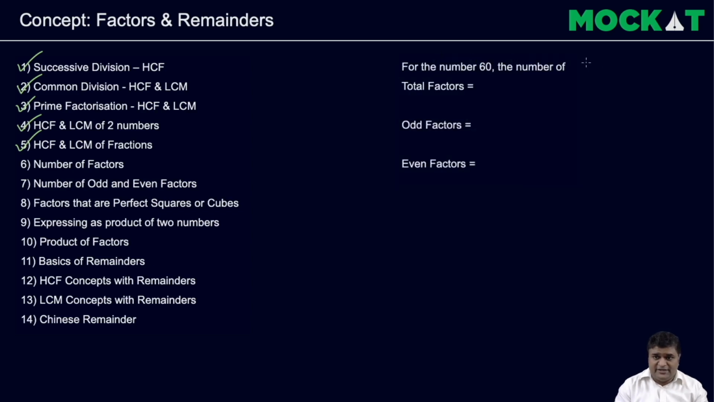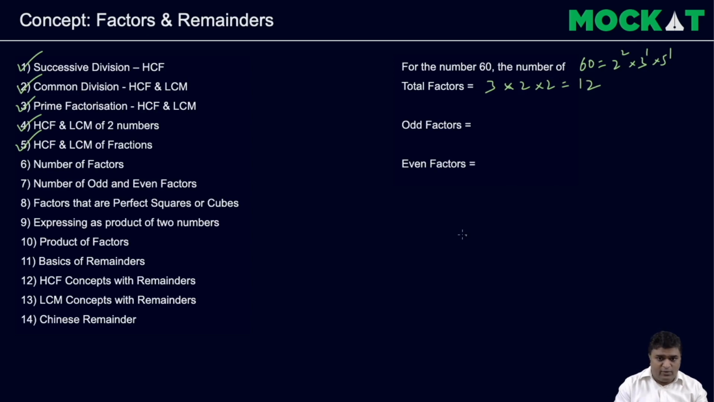So if we take the number 60 for instance, 60 can be written as 2 square into 3 power 1 into 5 power 1, the prime factorized form. The total factors over here is going to be the power plus 1, 3, into, the next two powers are 1 and 1, so it's going to be 2 into 2 over here. It's a total of 12 factors.